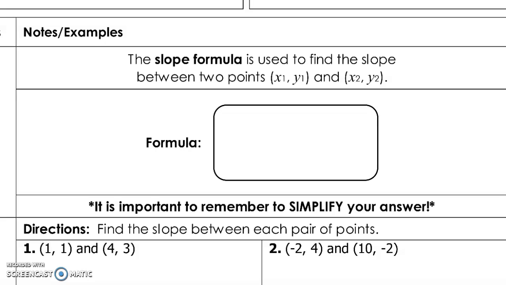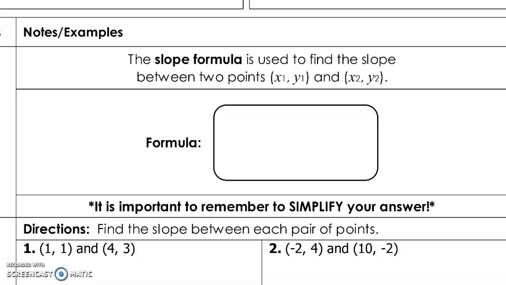On page 4-3 and 4-4, we're going to look at how to calculate the slope if you don't have a picture, a graph where you can count the slope. So you have two ordered pairs. It does not matter which one you call x1, y1, x2, and y2.